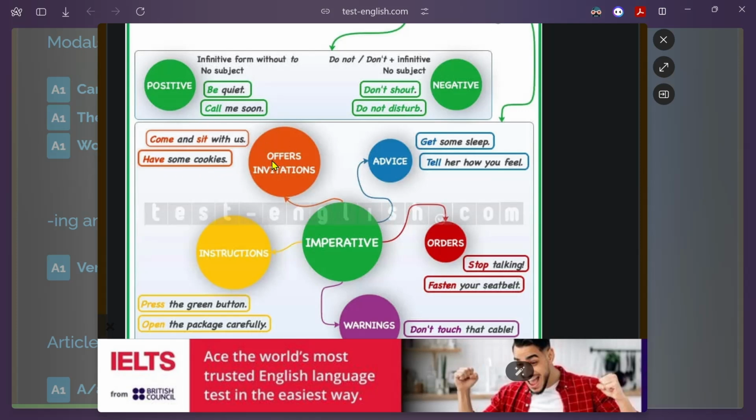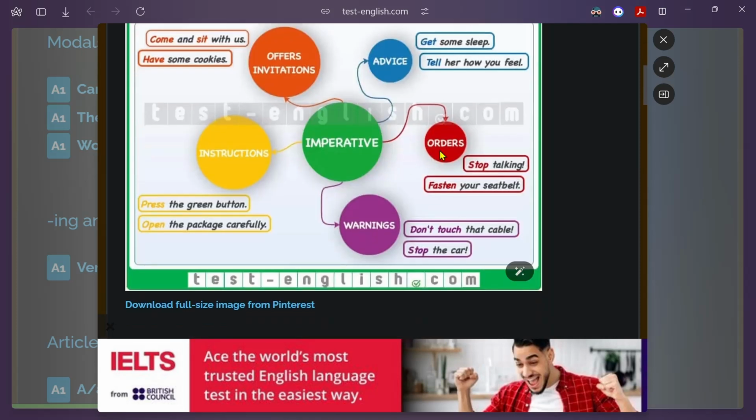Come and sit, have some cookies. It's an offer, you see, you're offering something, but kind of an invitation. Okay, take it. Get some sleep. Are you tired? Get some sleep. Tell her how you feel, you see, an advice, an order, stop talking. Warnings: don't touch that cable. Don't do that.